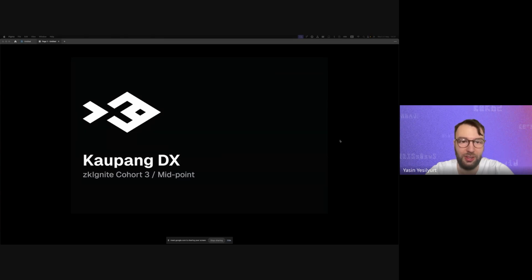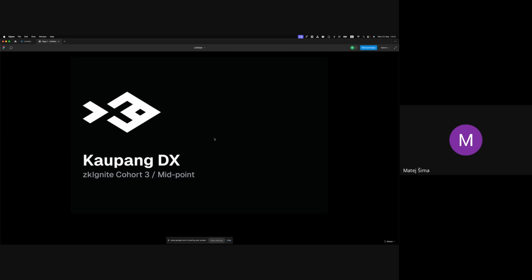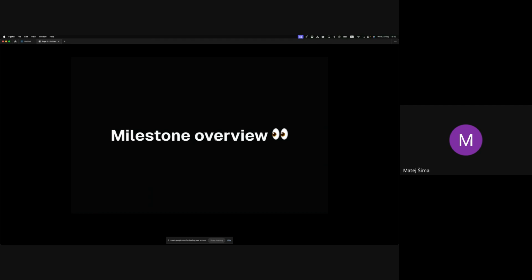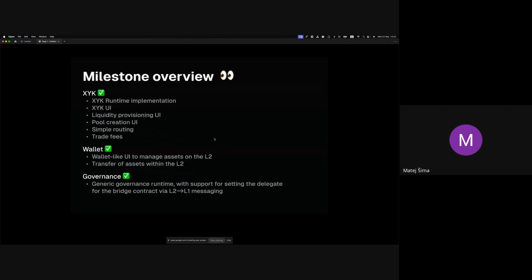Okay, so I will be presenting the midpoint milestone for Kaupang DEX for zkIgnite Node 3. So what kind of milestones did we pledge to work on? Let's take a look at that first.